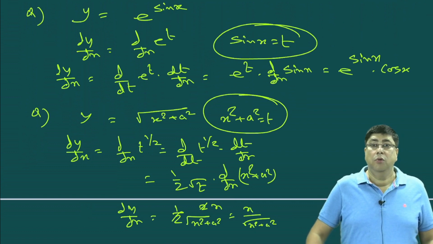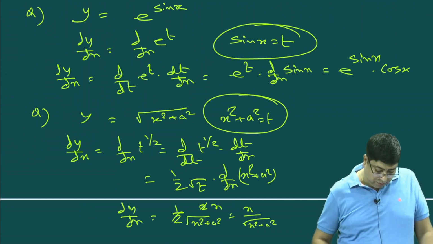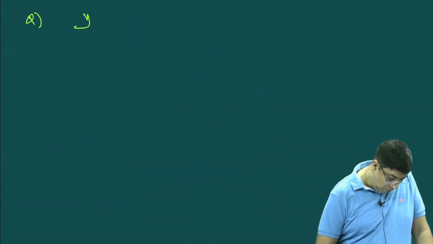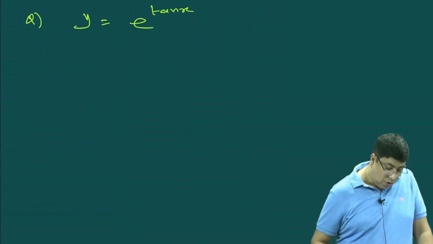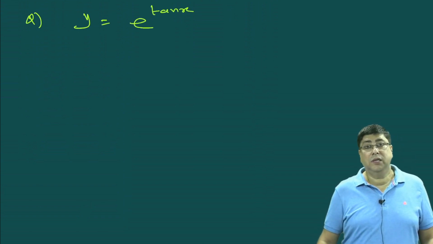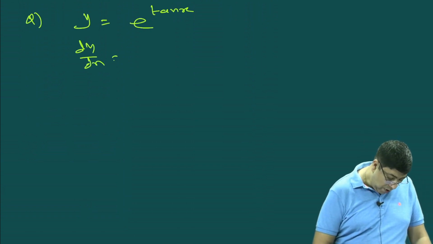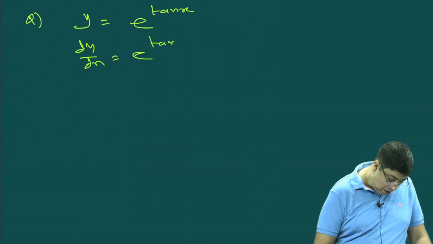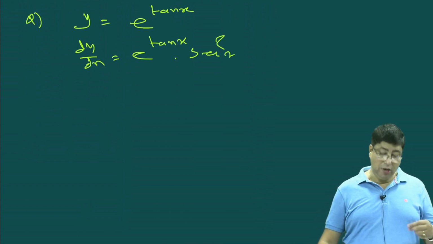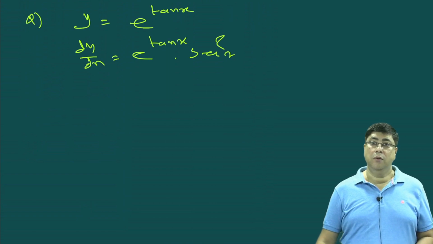Now I am showing you how to directly differentiate, just one shortcut method. Suppose y equals e to the power tan x. We have taken tan x as t. So just apply d dx. So what to do? e to the power tan x into derivative of tan x, which is sec square x, done. In this way, in the shortcut direct method I am showing you.